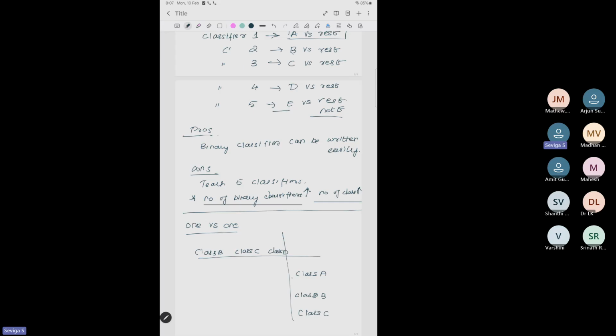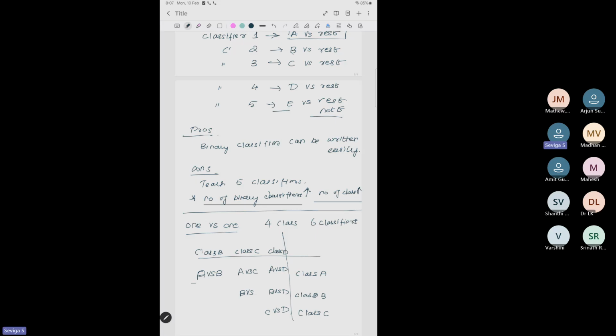Suppose this will check whether it is class A versus B. This will check whether it is class A versus C. This will check whether it is class A versus D. Similarly, this is B versus C, this is B versus D, this is C versus D. So for a 4-class problem, we have to build 6 classifiers.